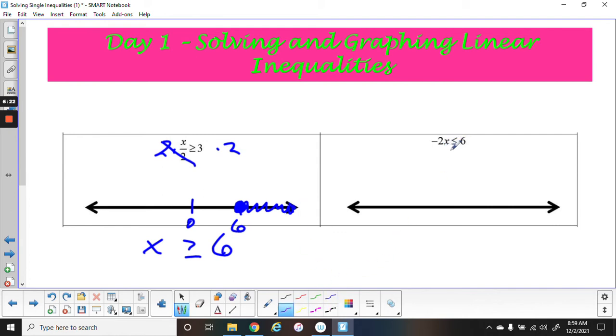Now here's the tricky one. -2 right there. So I'm going to divide by -2, both sides. They cancel, so I get x. And now here's the catch. We're dividing by a negative, so this less than or equal to becomes greater than or equal to. Then I go 6 divided by -2 is -3. So I go 0, -3. The bar is underneath there, so it's going to be a solid dot. And then I want bigger, so I go to the right.